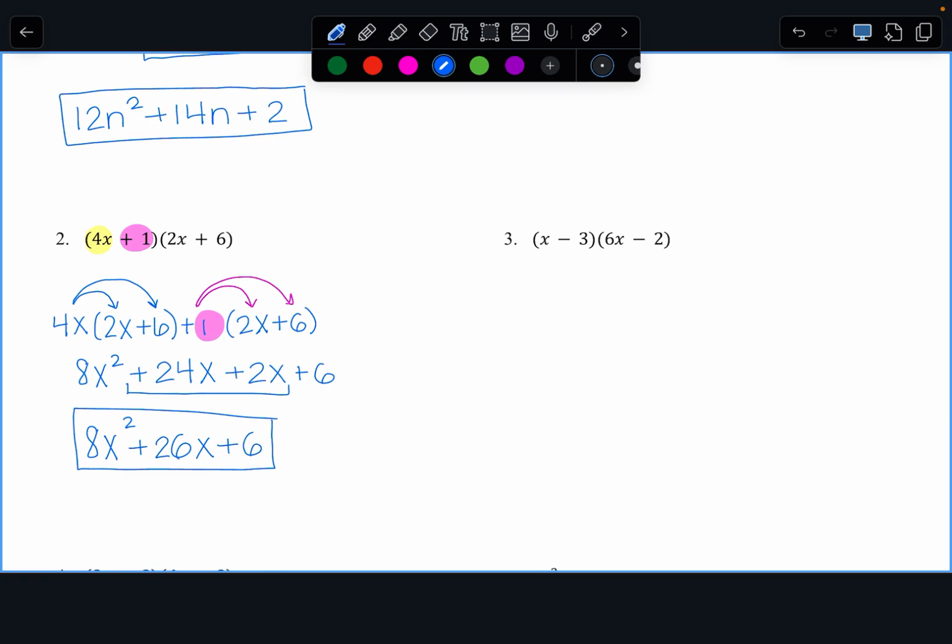Number 3, there's just a slight change. We're doing the exact same thing that we did before. So we're going to take that x and multiply it by everything in that second set of parentheses. But here, we have to make sure we take that minus 3 and multiply it by everything in that second set of parentheses.